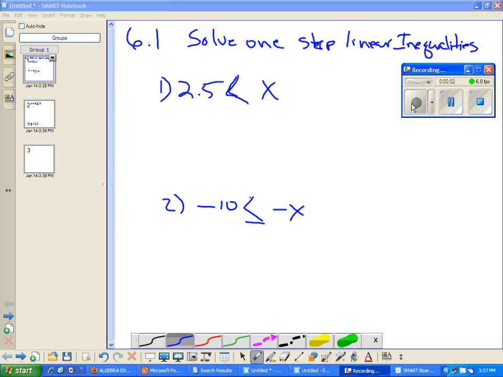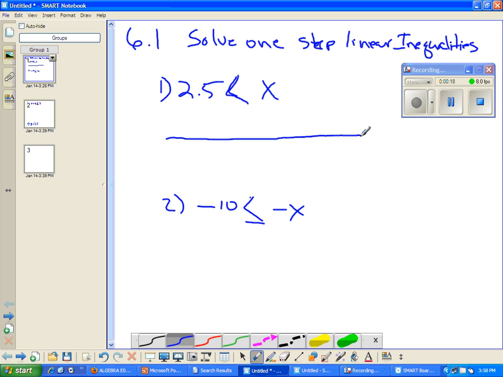Okay, here we are, 6.1, solve one-step linear inequalities. Here's the first problem: 2.5 is less than x. They just want you to, in this case, draw this inequality on the number line. So let's just draw a number line, a straight line, as straight as I can do it.